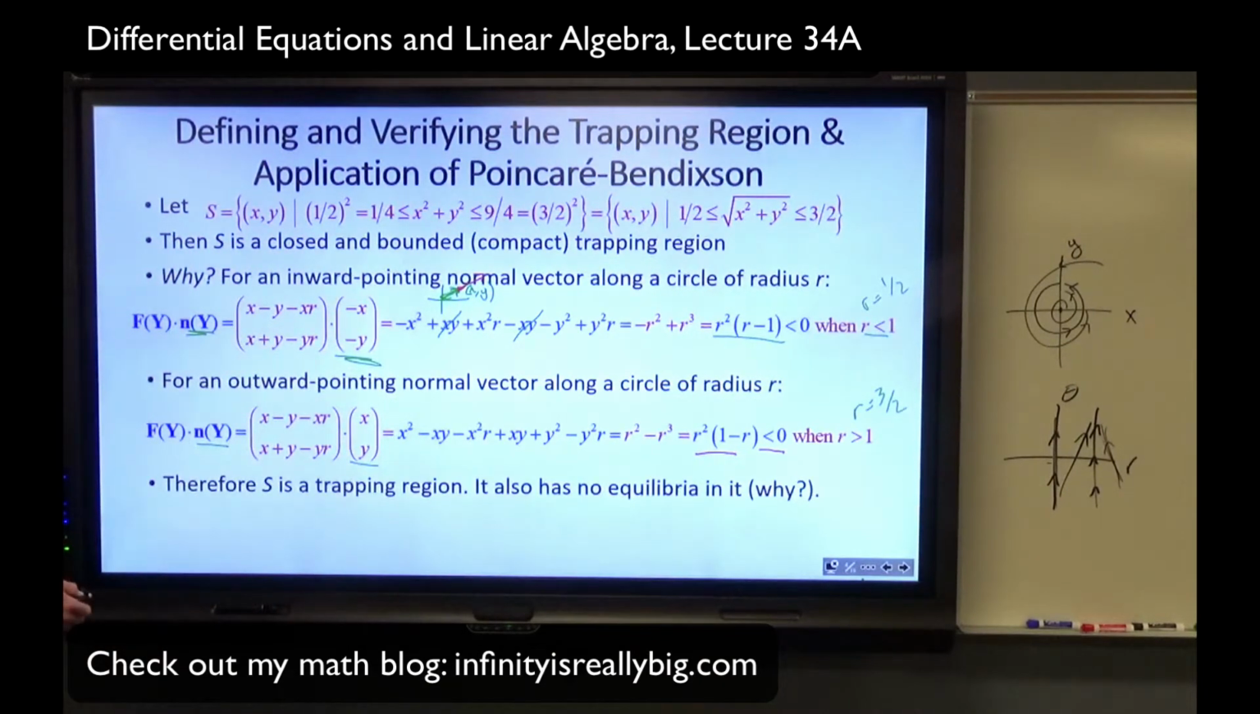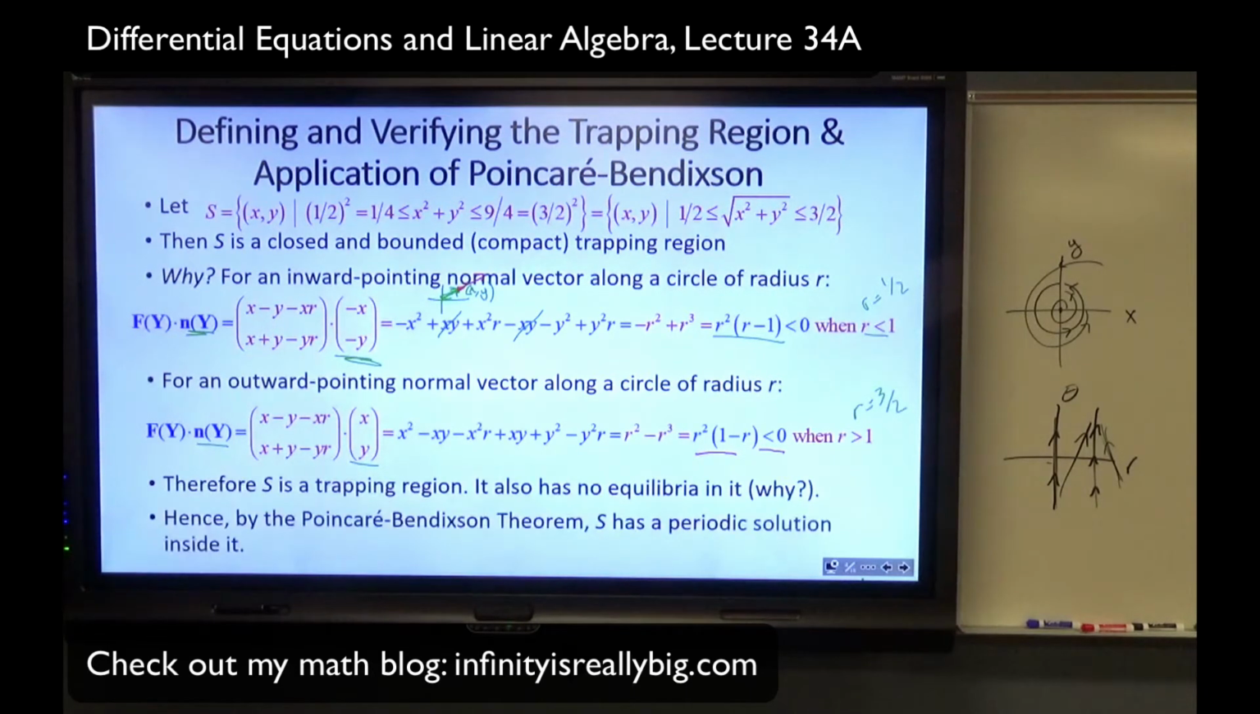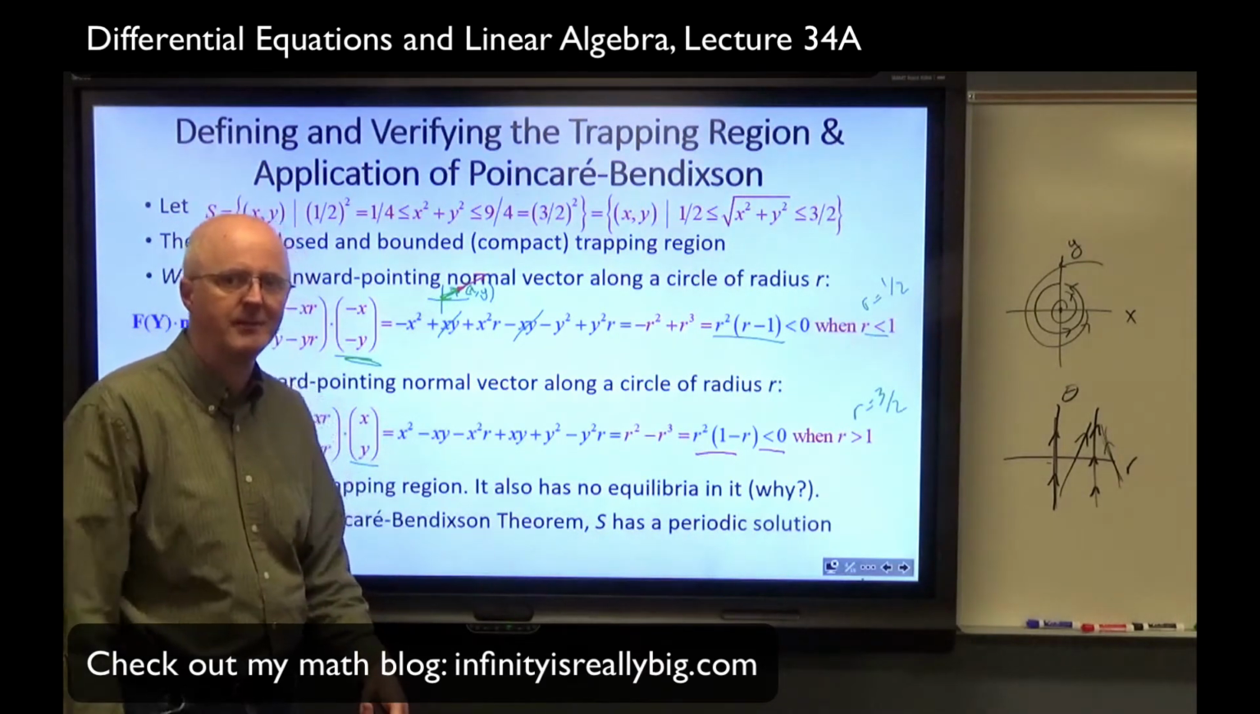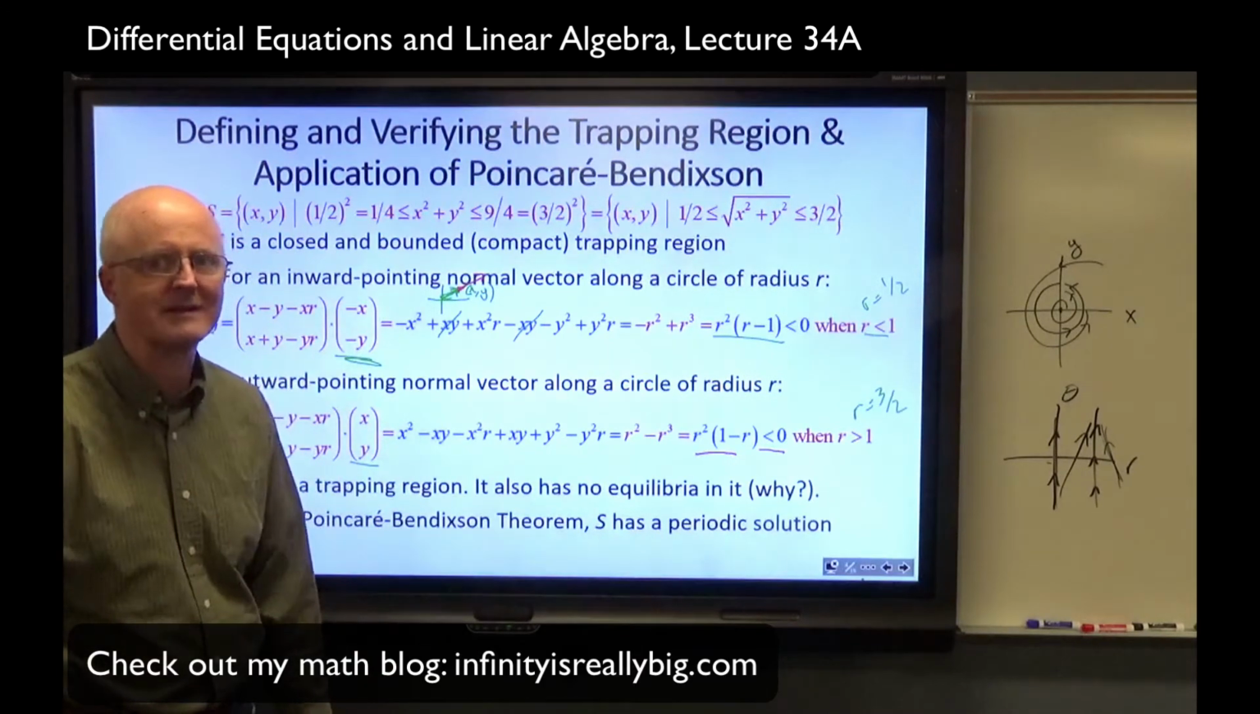Therefore, S is a trapping region. It also has no equilibria in it. Polar coordinates is the easiest way to verify that. And actually, well, we're looking at the picture and seeing the nullclines cross only at the origin. Therefore, by the Poincare-Bendixson theorem, you can say S has a periodic solution inside itself. Okay? Technically speaking, this is a pretty trivial application of Poincare-Bendixson. You don't really need it. The polar coordinates is enough.